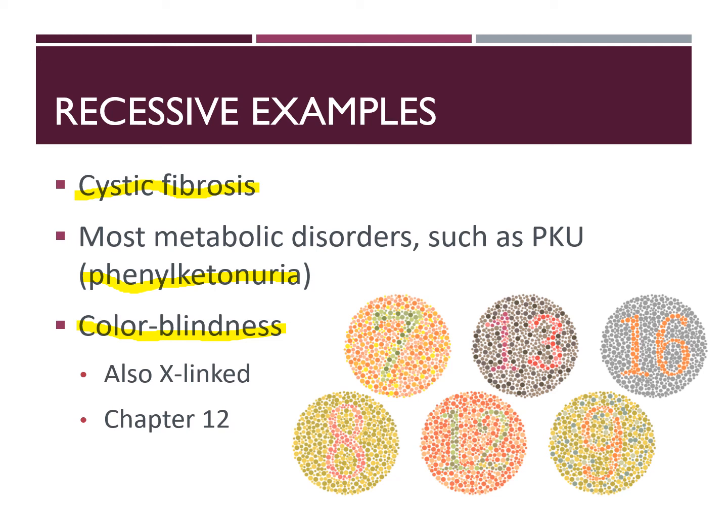Now, colorblindness has another feature to it. It's what's called X-linked, meaning the gene is found on the X chromosome. That's going to be more complicated, so we'll come back to that in chapter 12. Essentially, sex affects how likely you are to have the recessive phenotype.